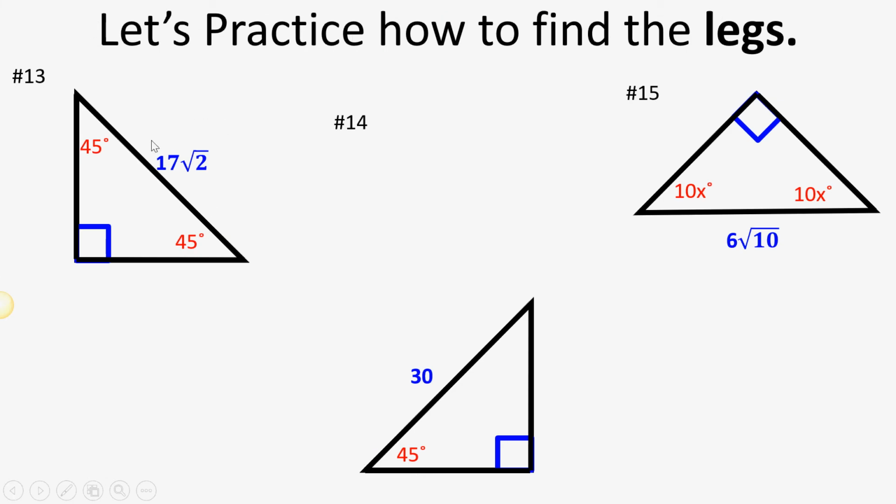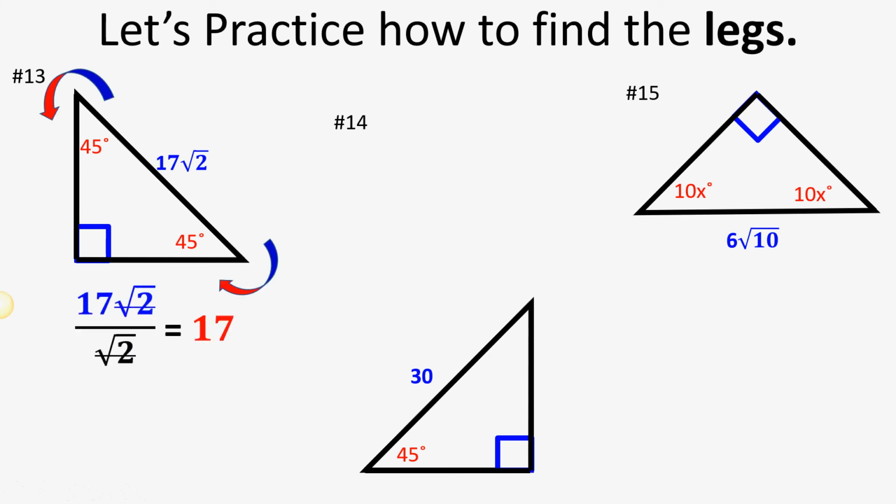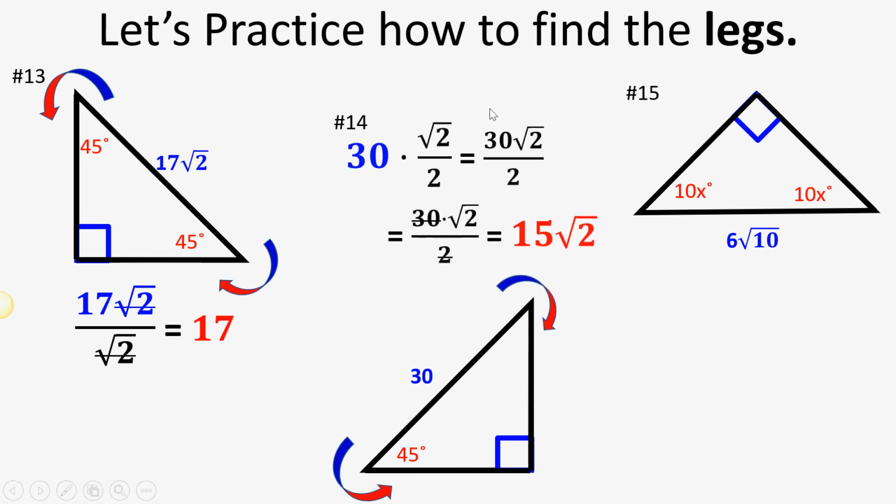So I have a 45, 45, 90. I see a radical 2 on the side that's supposed to have one. Easy. I know 17 is going to go here. So I divided by a radical 2 and I got the 17. Here I don't see a radical 2 where I'm supposed to. So I know I'm going to end up cutting this in half, and putting a radical 2 there, because dividing by 2 times radical 2.